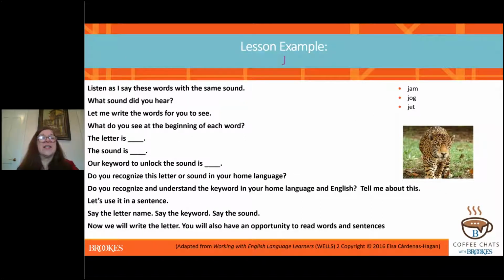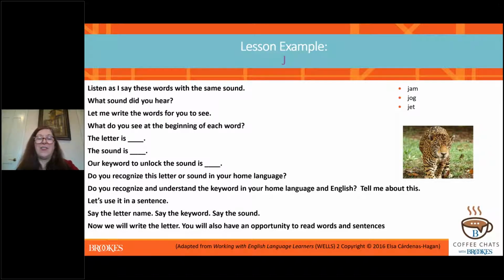So here's an example for this letter J, which is a very new sound, especially for my Spanish speakers. So listen as I say these words with the same sound, right? And so I might say something like jam and jet, and let me write the words for you to see. What do you see at the beginning of each word? That's right. You see the letter J. The sound in English is J. In Spanish, it has a different sound, right? So our key word to unlock this sound is jaguar. Do you recognize this key word in your home language?